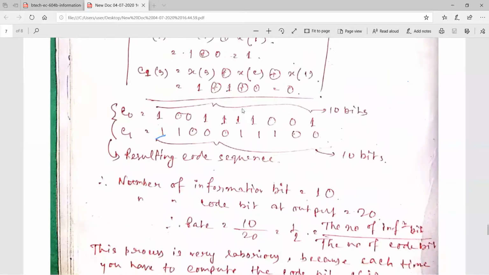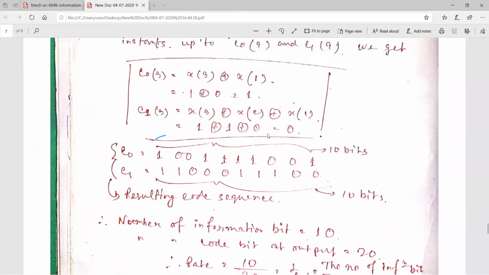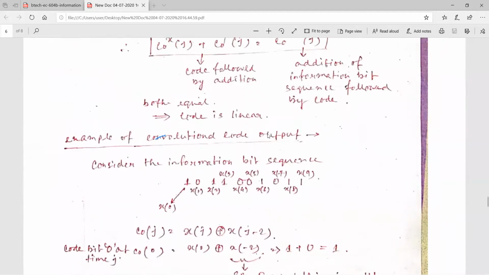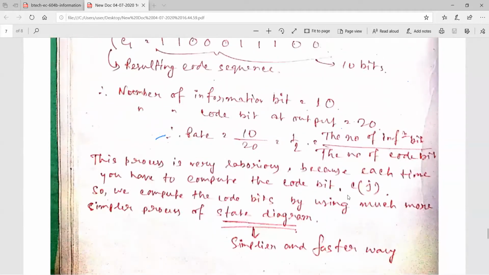So we have got 20 bits in the encoded form, and we were given an information bit sequence where the number of bits was 10. Just dividing the information bits by the total number of code bits, we have got half. So this is the half rate coder. The convolutional code is also called the half rate coder.